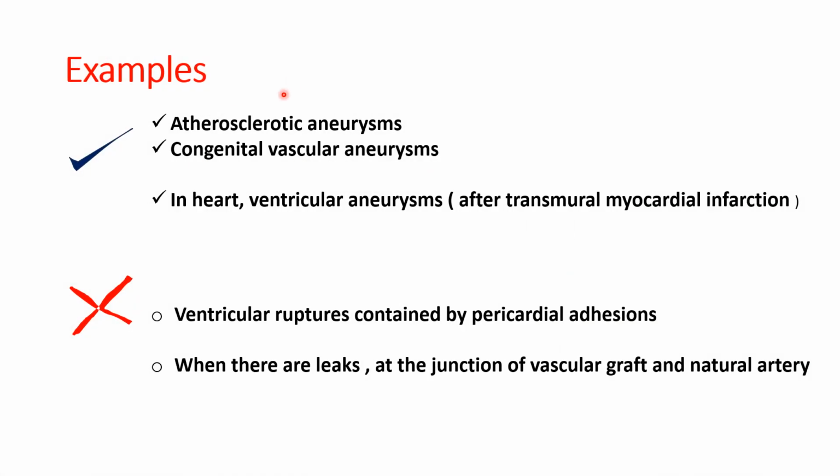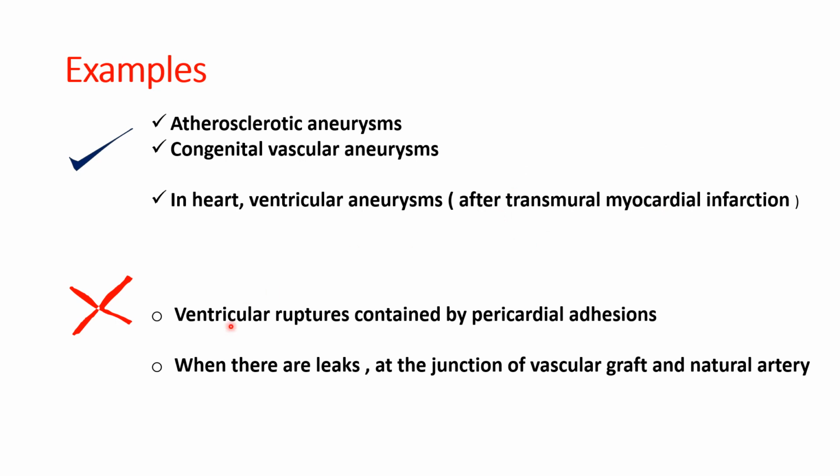So what are some of the examples of true aneurysm? Aneurysms because of atherosclerosis that happens in abdominal aorta. Then there is aneurysm due to congenital weakness of the vessel. Mainly the media is attenuated at birth, and that's why there are aneurysms. That is also an example of true aneurysm. And then in the heart, after a myocardial infarction of the muscle layer, there will be ventricular aneurysms. There will be ventricular dilation. So all these are true aneurysms.